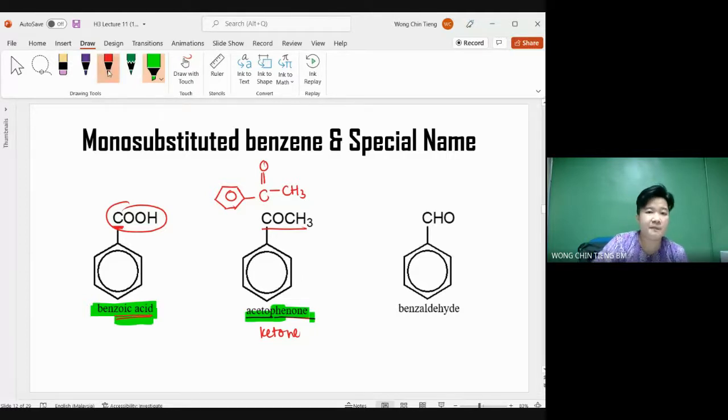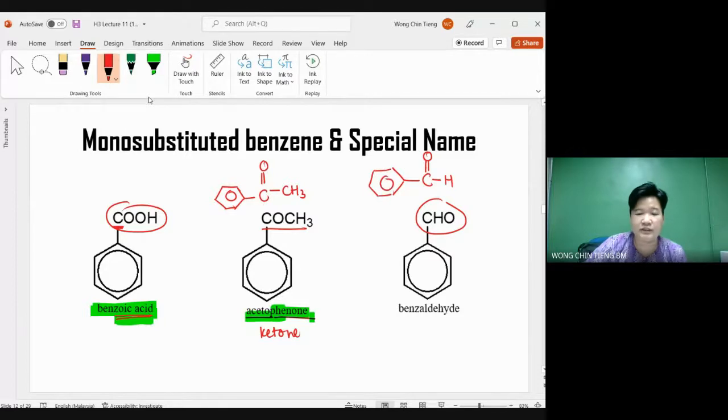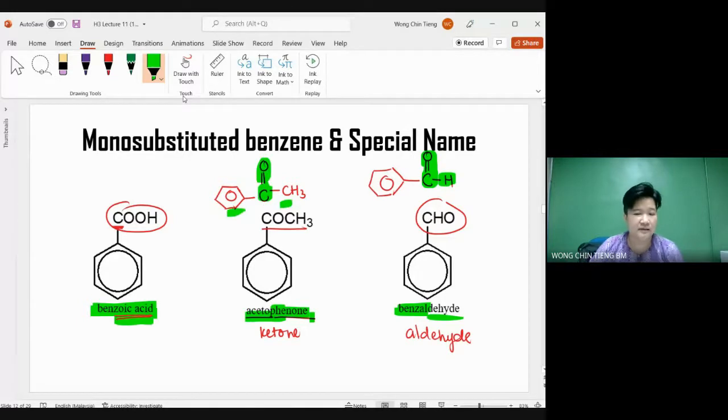Alright? Next, CHO is actually C double bond O H bonded directly to a benzene ring. That is actually your aldehyde. I don't know whether you realize or not, but this is actually your aldehyde. So nama dia akan jadi benzaldehyde. Okay, benzaldehyde. That is your aldehyde. That is your ketone. Okay, nampak?